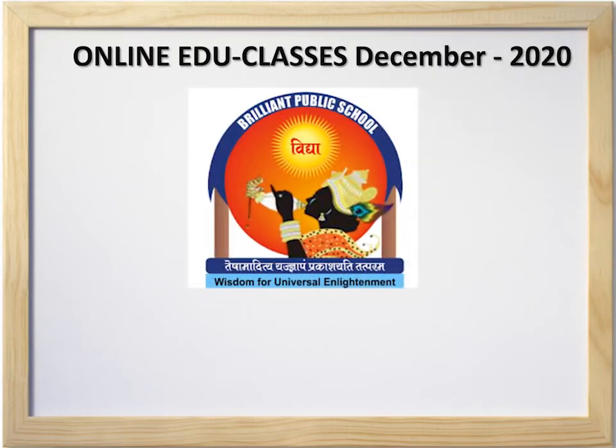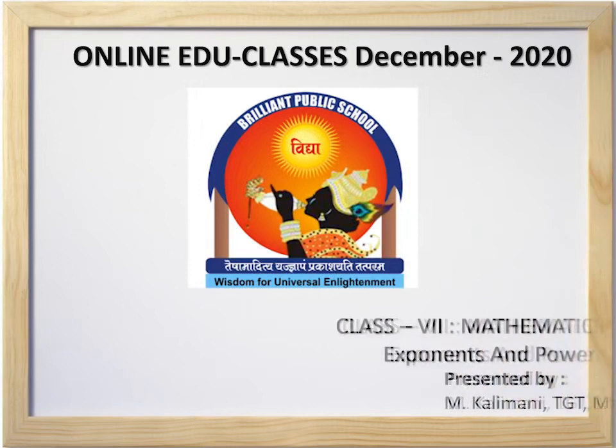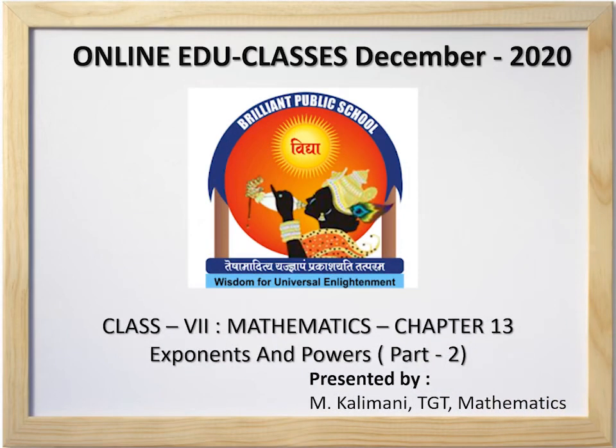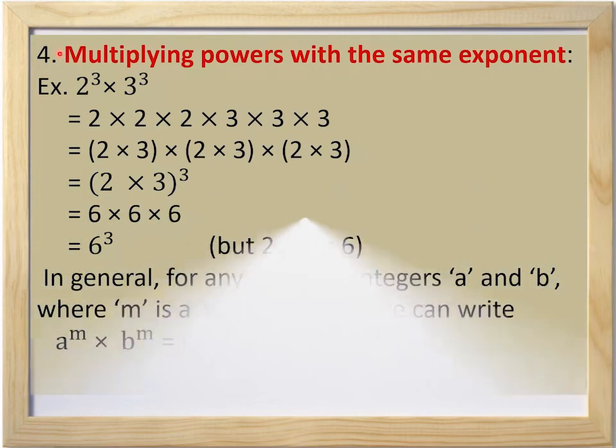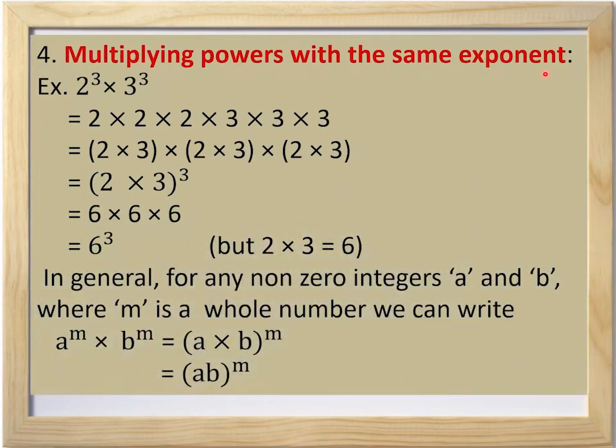Today we are going to learn the second part of exponents and powers. Children, the fourth law is multiplying powers with the same exponent. Let us take an example, 2 raised to the power of 3 into 3 raised to the power of 3. Understood children? Here the bases are different but the exponents are same.